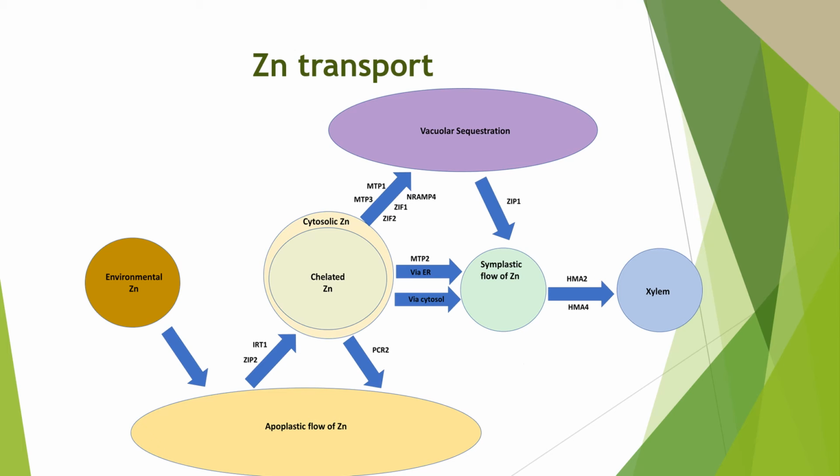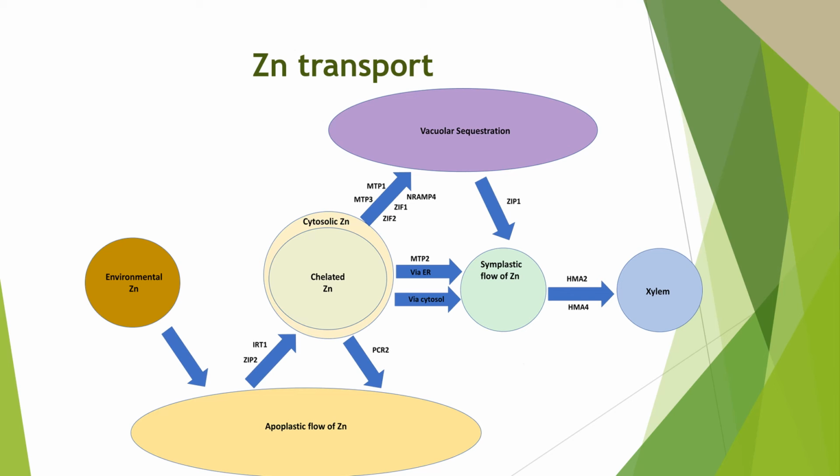The arrows represent movement of zinc between different pools, and the labels, for those who care, are the Arabidopsis proteins that are responsible for each of these different types of movement. So from left to right, we start with environmental zinc. This is zinc in the soil, which can then be adsorbed onto cell wall components, for example, into the apoplastic flow of zinc. The apoplastic zinc can then be uptaken into the cytosol.